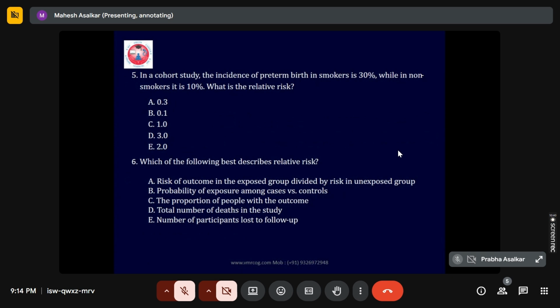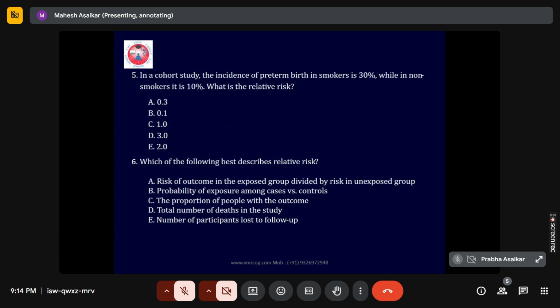Next question. Question 6. Which of the following best describes relative risk? Option A, the risk of outcome in the exposed group divided by risk in unexposed group. Option B, probability of exposure among cases versus controls. Option C, the proportion of people with the outcome. D, total number of deaths in the study. Option E, number of participants lost to follow-up.